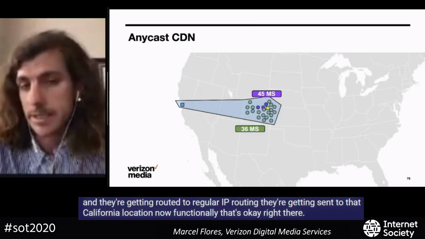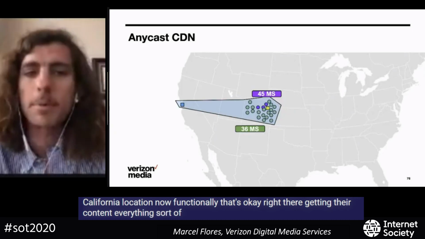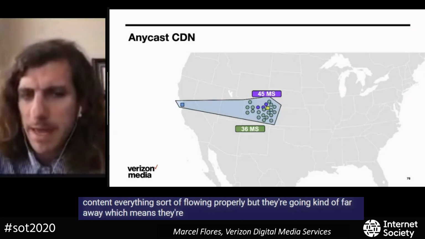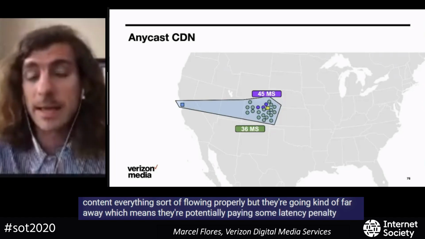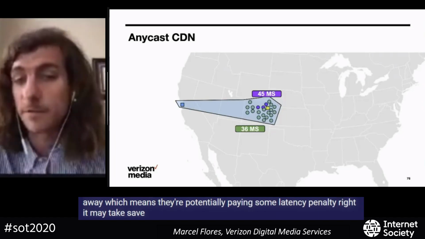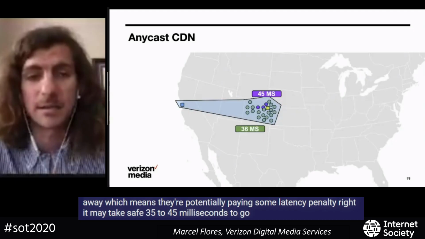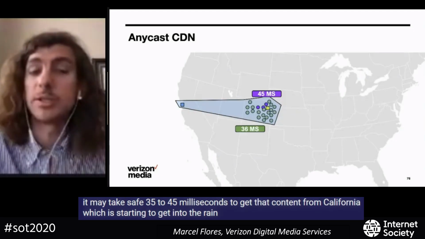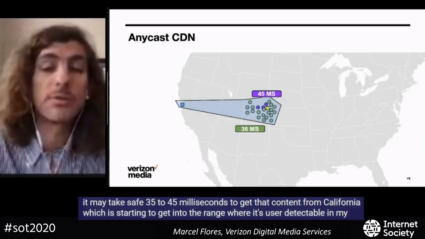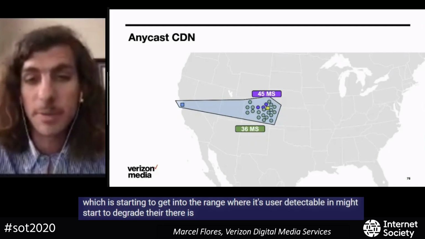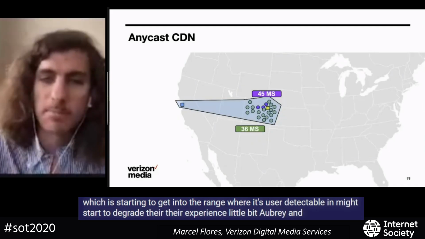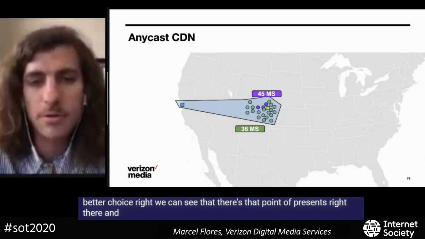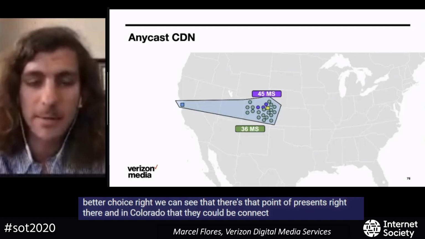They're getting their content, everything's flowing properly, but they're going kind of far away, which means they're potentially paying some latency penalty. It may take, say, 35 to 45 milliseconds to get that content from California, which is starting to get into the range where it's user detectable and might start to degrade their experience a little bit. But even worse, there's a better choice. We can see that there's that point of presence right there in Colorado that they could be connecting to instead.